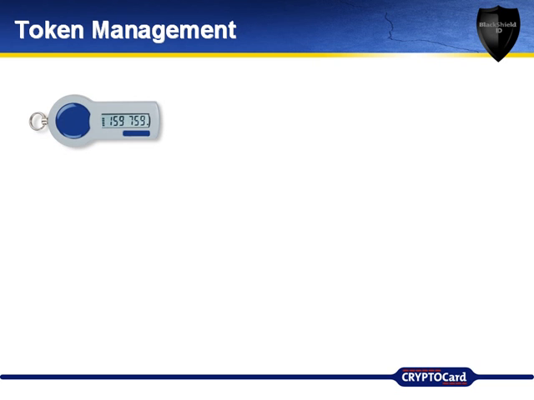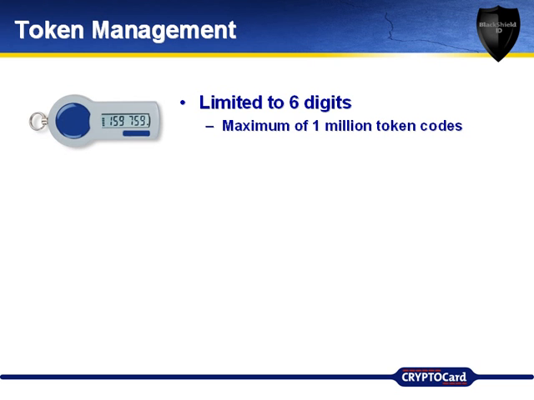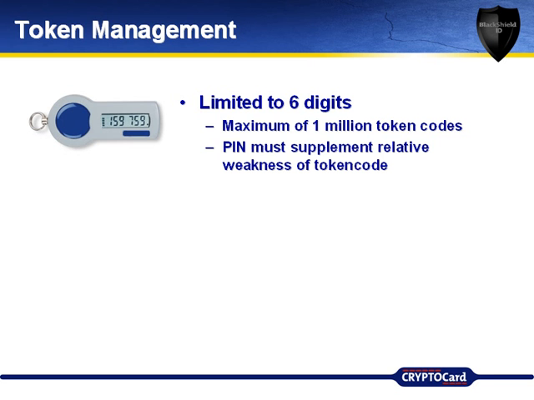In most systems, tokens are restricted to generating no more than 1 million passcodes because of the limitation of the 6-digit display. And while a PIN is usually thought of as the second factor to prevent unauthorized use of the token, the reality is that it must also supplement the relative weakness of the 6-digit passcode. The negative outcome of adopting the use of a 6-digit passcode can be dramatic.